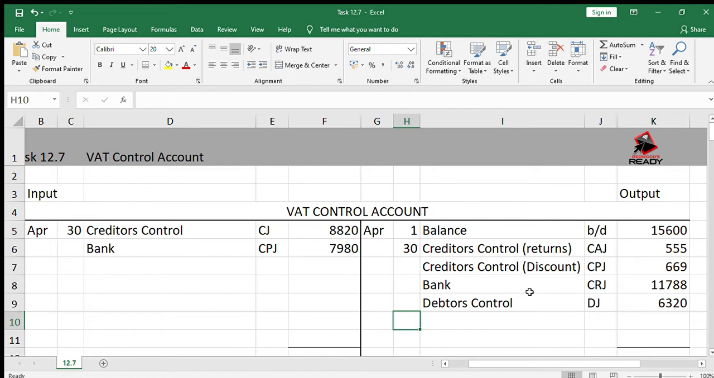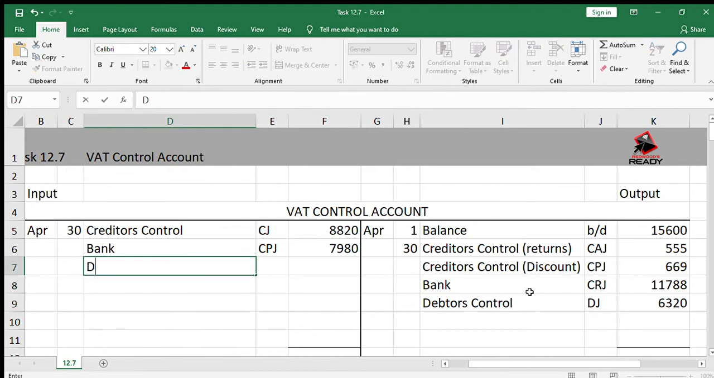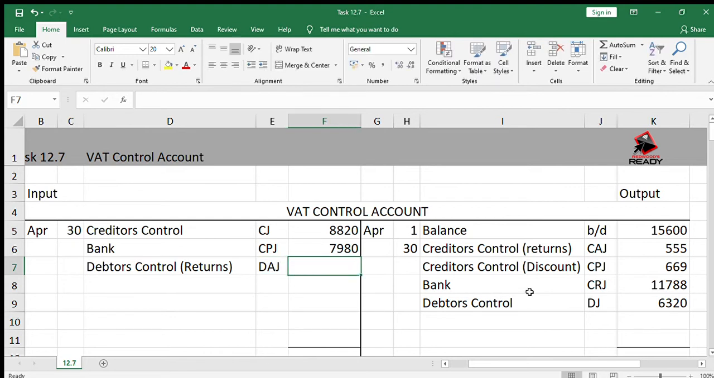Okay, then H, total of credit notes issued to credit customers for goods returned 6384 inclusive of VAT. Again, the sales transaction was recorded on the credit side, so the return will then go to the debit side. The details will be debtors control. In brackets, you can just write returns or allowances. The folio is DAJ. The amount is 6384 including VAT, so we're going to say 6384 multiplied by 15 divided by 115.